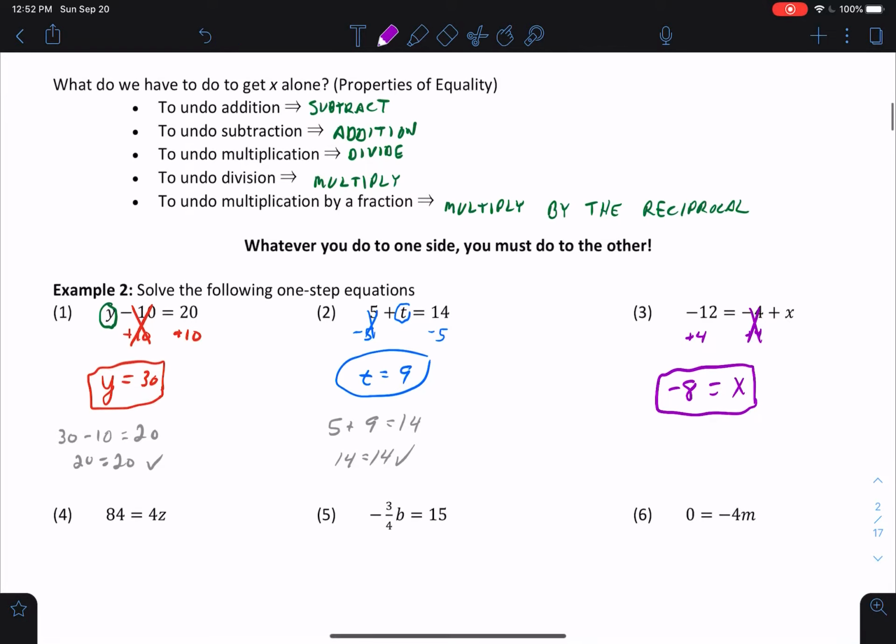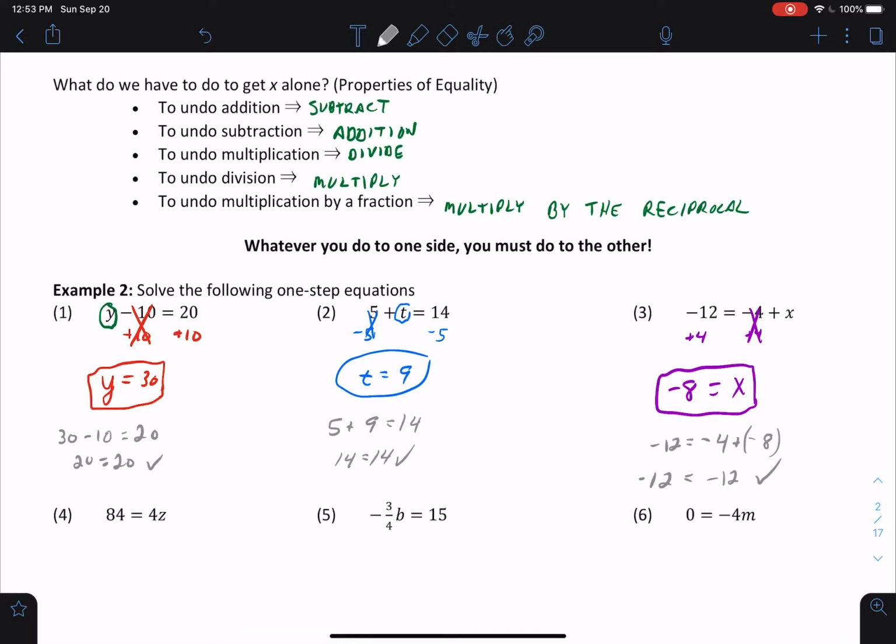Again, we can double check that. We've got negative 12 equals negative 4 plus negative 8. Negative 4 plus negative 8 is negative 12. So the left-hand side equals the right-hand side. That's how we know we are correct in this answer.